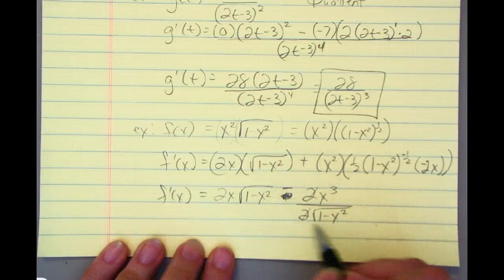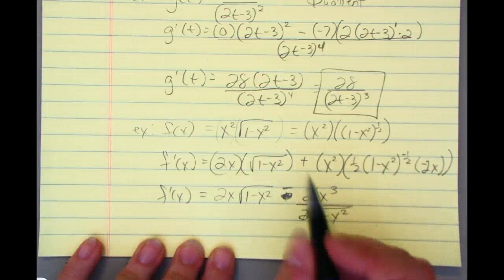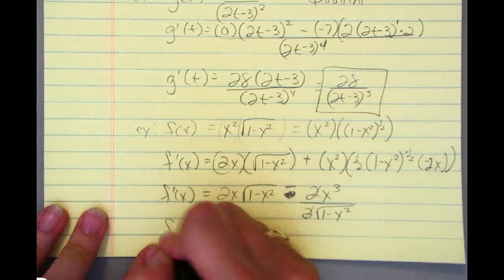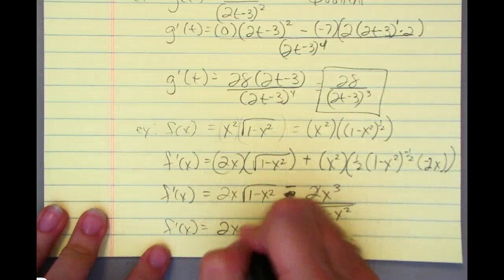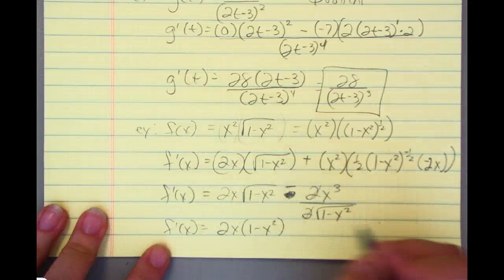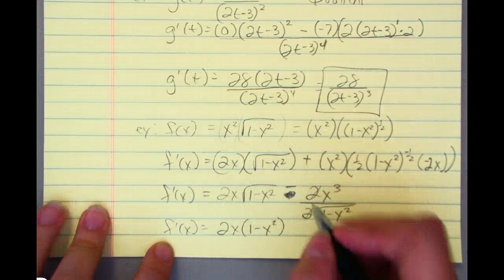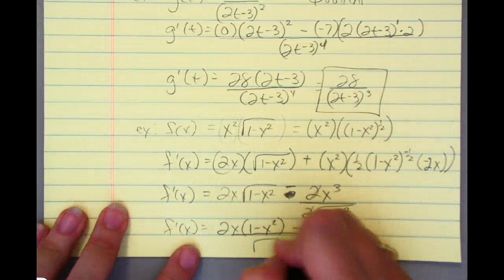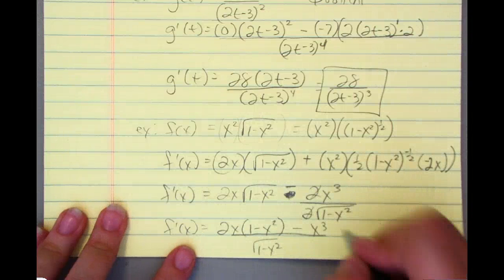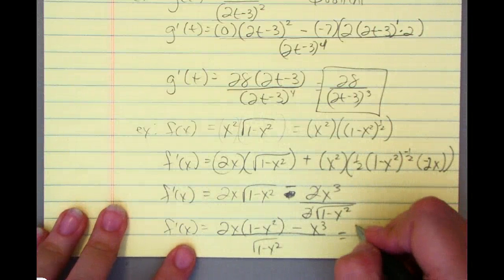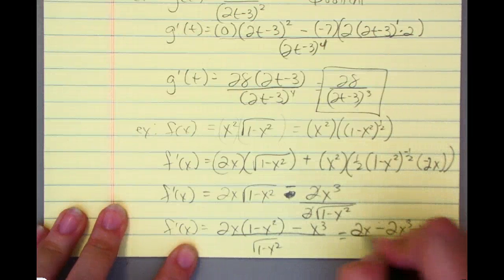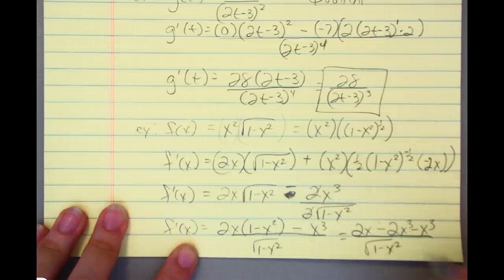I think I'm going to go ahead and clean it up, and also by making a common denominator, multiplying this term by the square root of 1 minus x squared over 1 minus x squared. That'll get me 2x times 1 minus x squared, because this times this will undo the square root, minus x cubed all over the square root of 1 minus x squared. And then that will be 2x minus 2x cubed minus x cubed over the square root of 1 minus x squared.